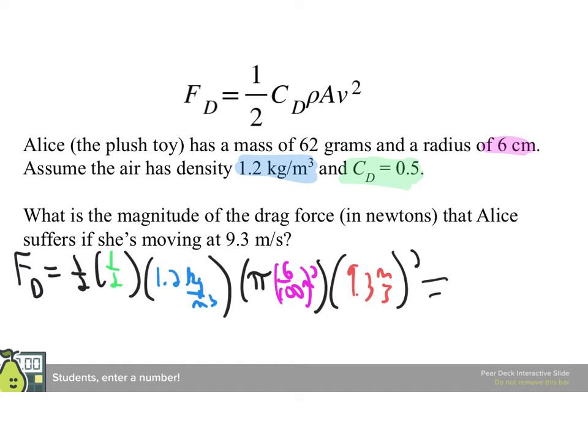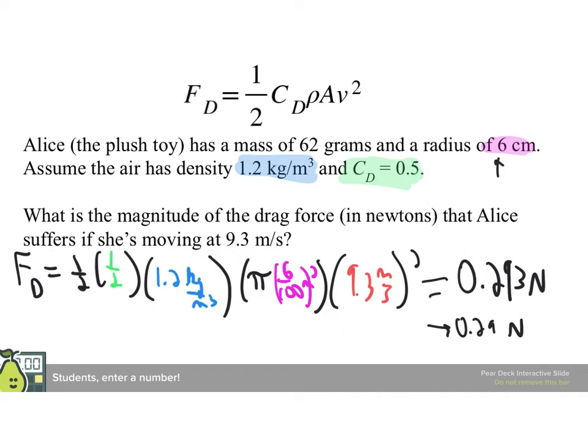Throwing all of that into a calculator, we get 0.293 newtons. Really, we probably should only have 0.29 to respect the sig figs that we have, only two, or really one. So something like 0.29 newtons, which is not that much.